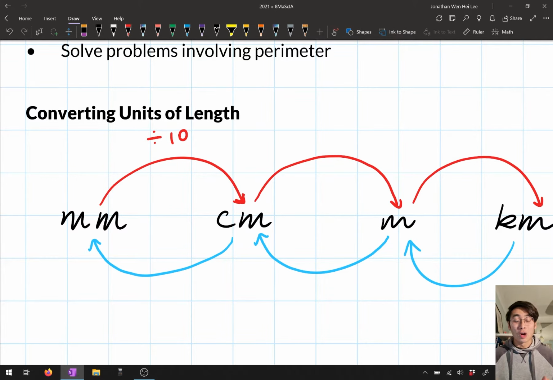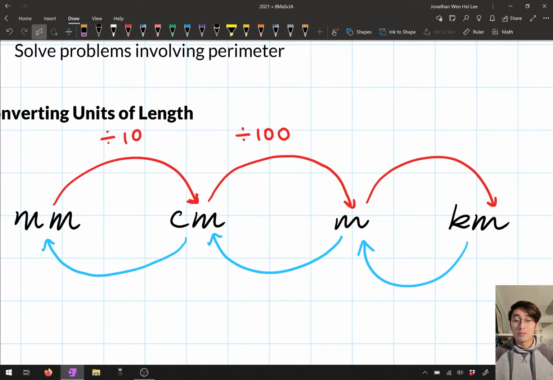Okay, if I go from centimeters to meters, well, 1 meter is 100 centimeters, so if I want to convert between the two, I'm just going to divide by 100. And the last one is meters to kilometers. If I'm going from meters to kilometers, 1 kilometer is 1,000 meters, and so I divide by 1,000 for this one.